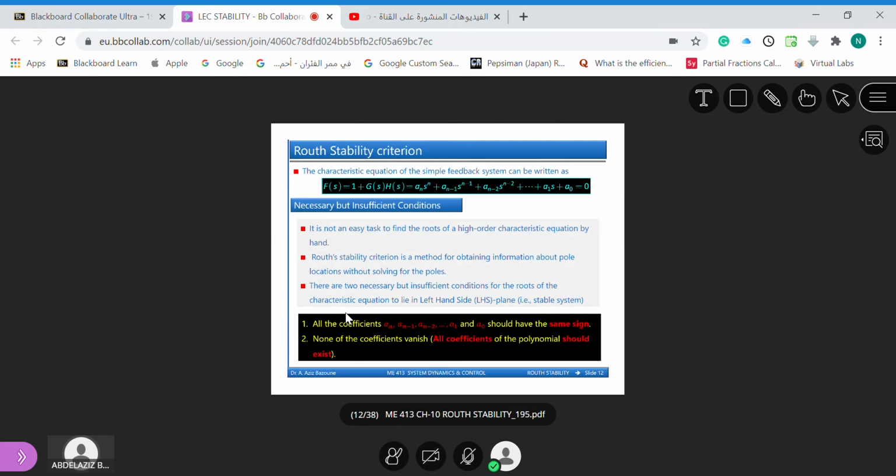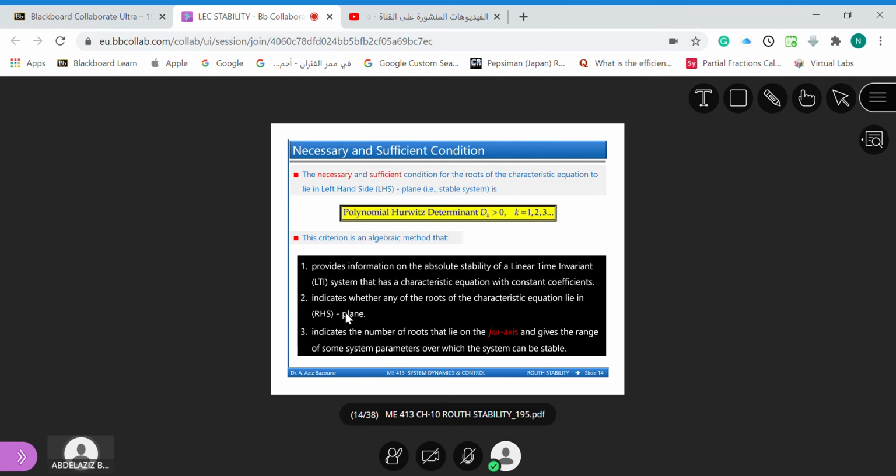These are the conditions. All the coefficients should have the same sign, and none of the coefficients should vanish. They should be there. This is, as you can see, a necessary but not sufficient condition. Then Hurwitz found another condition, which is necessary and sufficient: the Hurwitz determinant Dk should be positive. I'm coming on the next slide to explain what this determinant is.